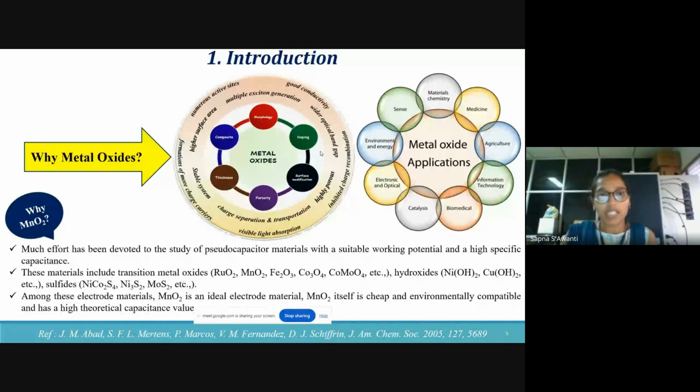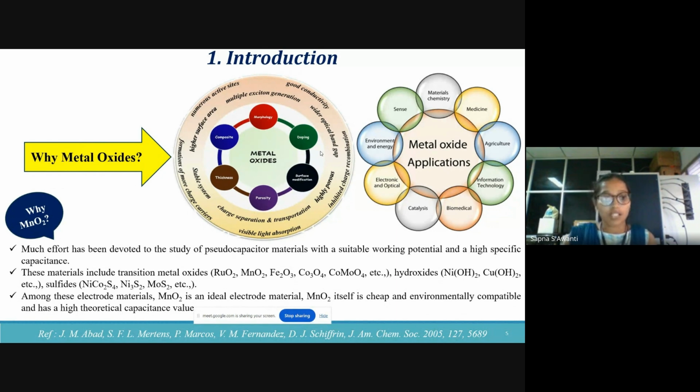And we are used to metal oxides in various applications such as catalysis, biomedical, agriculture, medicine, energy storage, environmental and energy, optical and electronic, information technology, and many more. And why are we using MnO2?